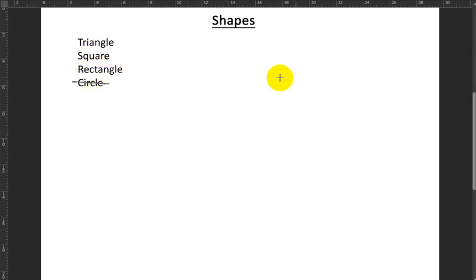So we're going to start off with the triangle. The first two sides of the triangle have nothing in particular that we need to do. We can just make one and then another one.